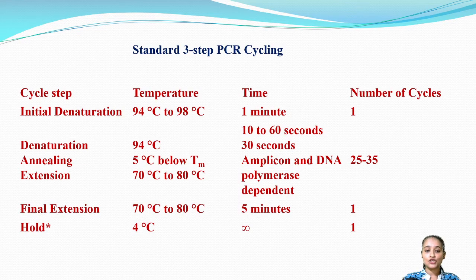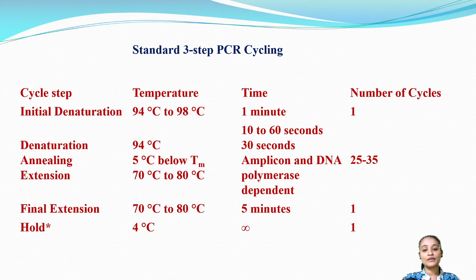So final extension we are carrying at 70 to 80 degrees centigrade for 5 minutes, and that too for 1 cycle, that is number of cycles is 1 cycle. And then hold at 4 degrees centigrade for indefinite time, and that is also for 1 cycle. So we are carrying 1 cycle.